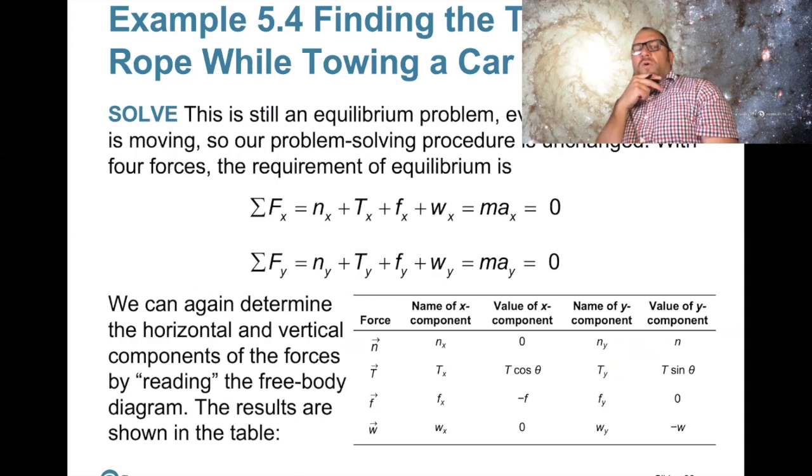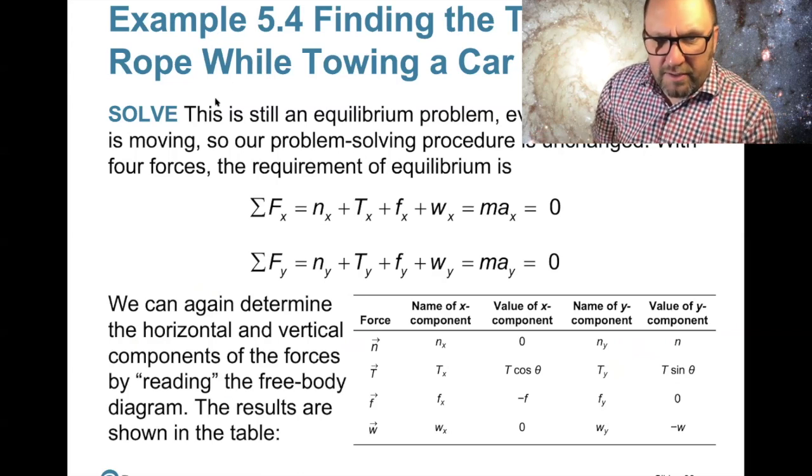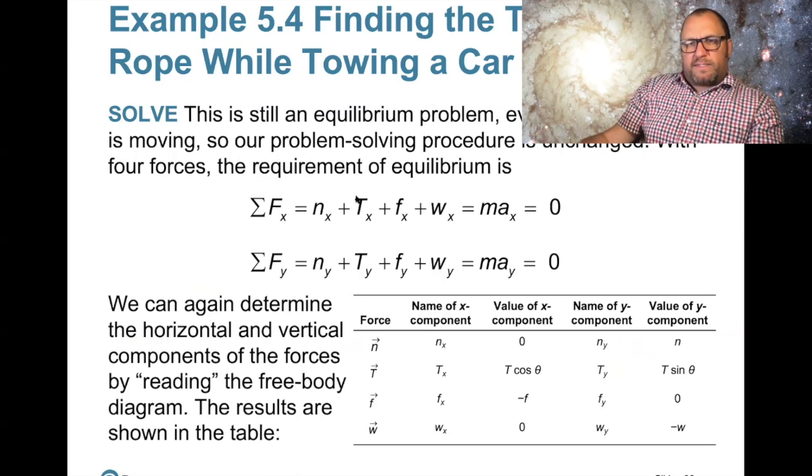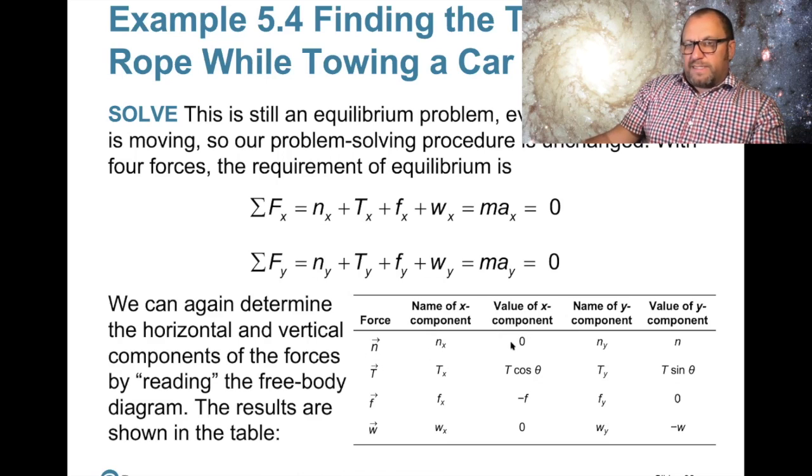All right, so let's look at the x component here. So we have N of x plus T of x plus F of x plus W of x. W is the weight of the car. N is the normal force, even though there is no normal force in the x direction. It's 0 in the x direction. I don't know why they put it in there. That's really confusing, but whatever.